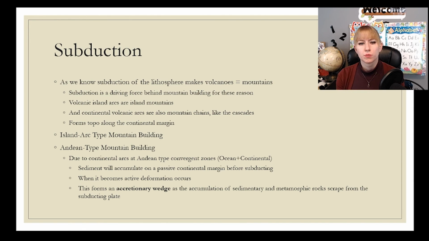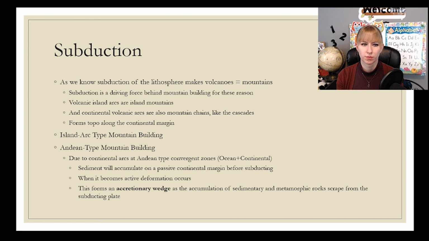Subduction is a driving force behind mountain building for these reasons. Volcanic island arcs are island mountains. In continental volcanic arcs, you have mountain chains like the Cascades, and of course, accretionary wedges accumulate, forming mountain ranges, even if they're low, as well. This will form topography along continental margins.